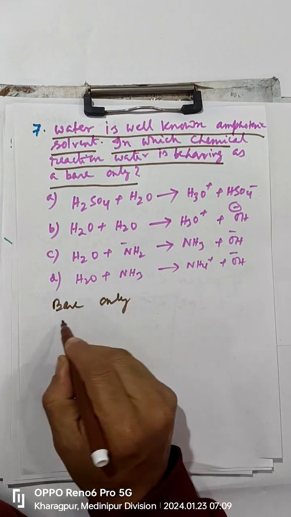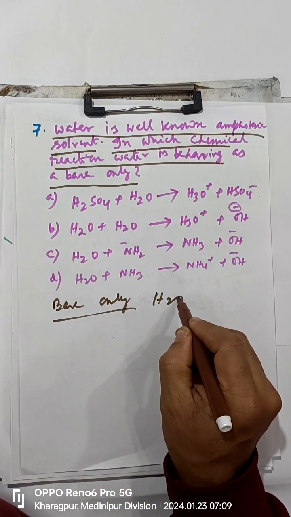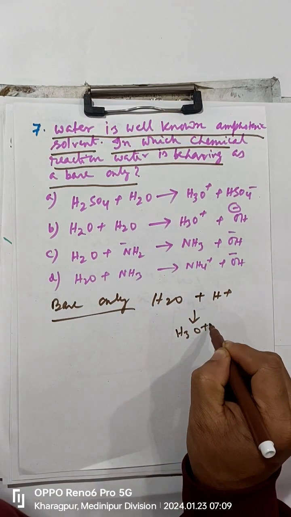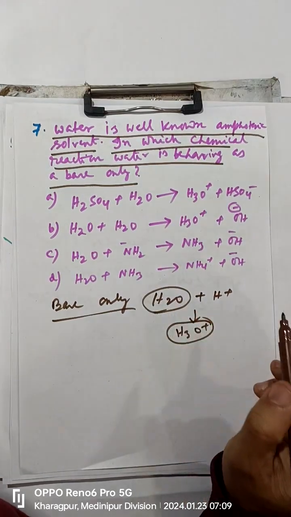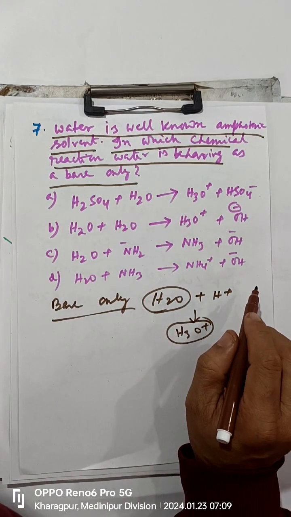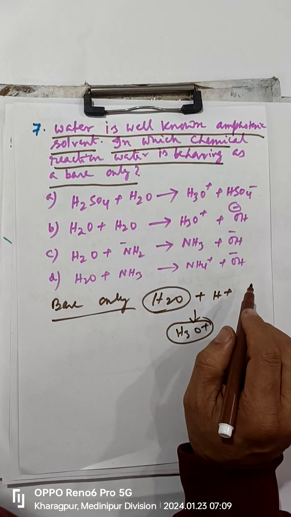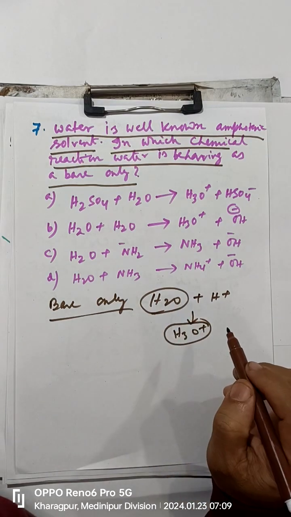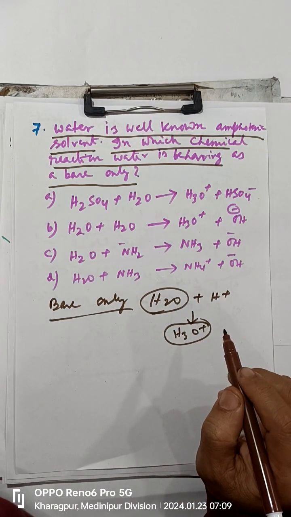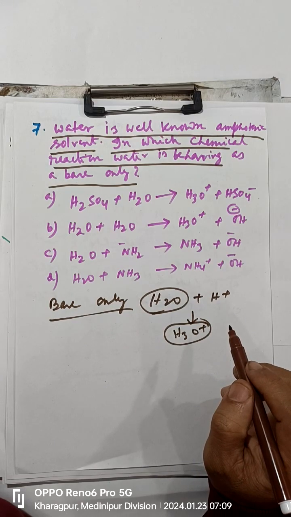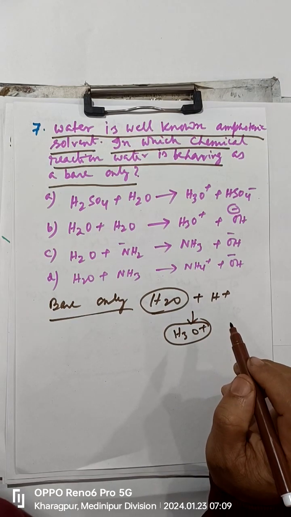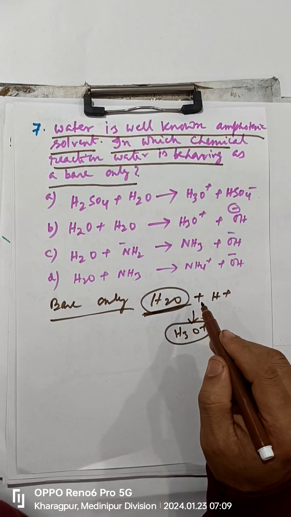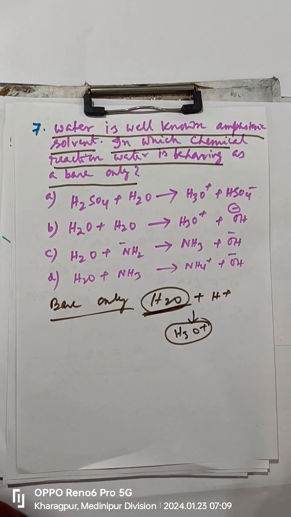Base only means water will accept an H plus ion to form H3O plus. So water is acting as a base. That means the other compound present as a reactant in the given reactions should be much more acidic than water, so that water can accept the H plus ion from that molecule and behave like a base only. So you see, it's very simple.